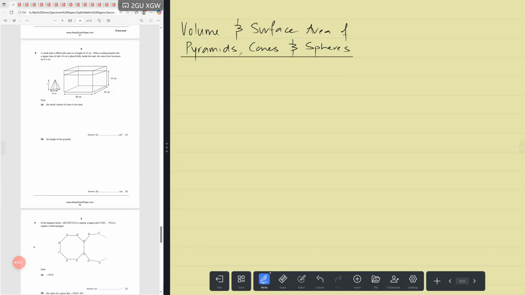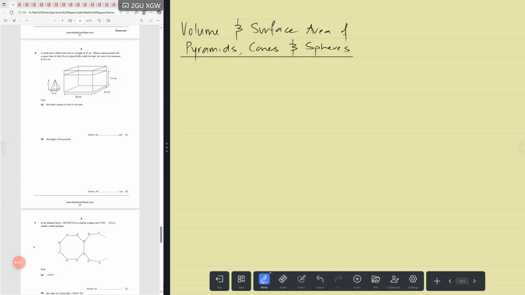Alright, so we have a question here. A small tank is filled with water to a height of 15 cm. When a solid pyramid with a square base of side 10 cm is placed fully inside the tank, the water level increases by 0.5 cm. Okay, so we got two parts. Part A is find the initial volume of water in the tank.